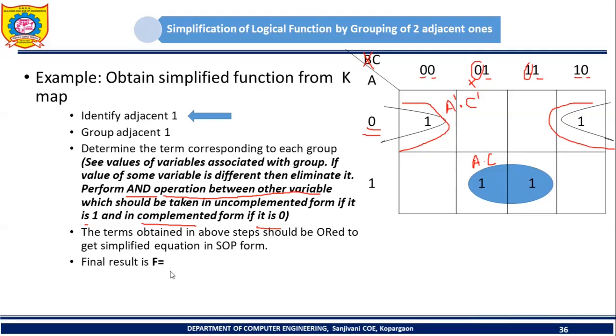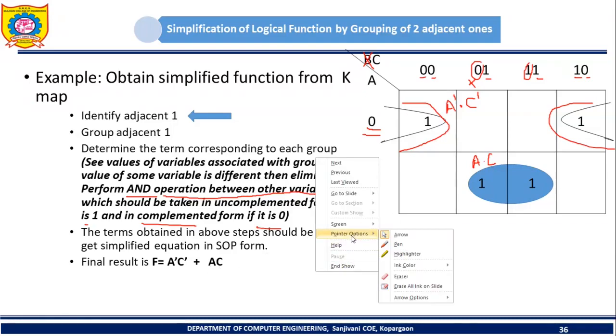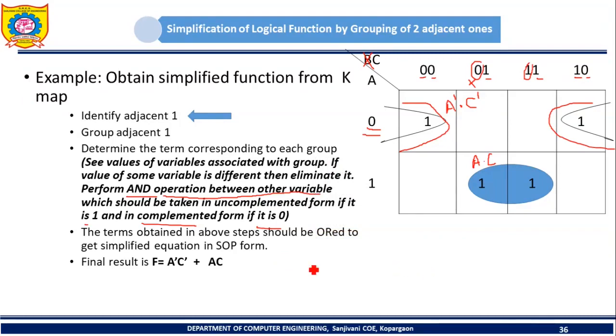So see, in this case the final result will be F is equal to, here this is our first term A prime C prime, plus, we are taking OR operation, plus AC. So this is our simplified Boolean expression. So in this way we can obtain a simplified logical function from the K-map. I hope it is clear to you.